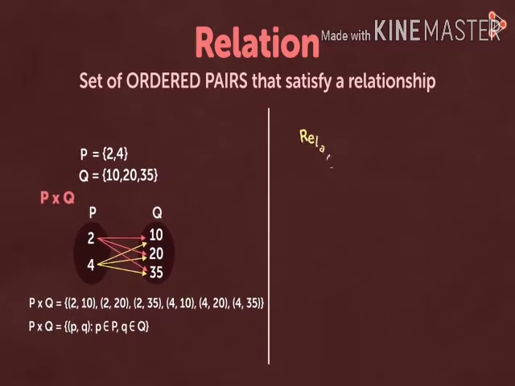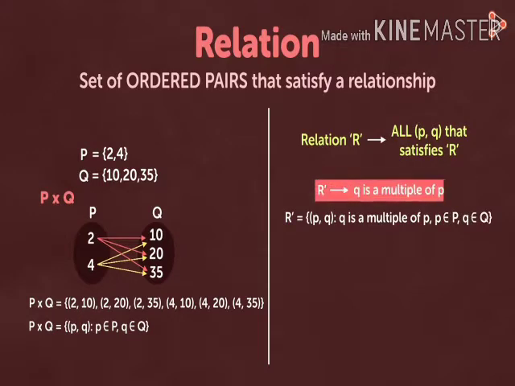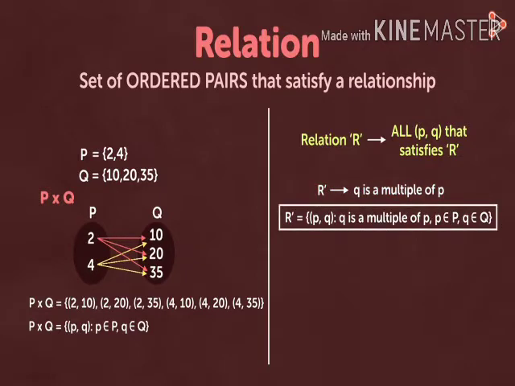Now let's introduce a relation R. Relation R gives us a set of all ordered pairs that satisfy a relation. It could be any relation. Now, suppose we introduce a relation R' such that q is a multiple of p. So we can say that relation R' gives us a set of all ordered pairs (p, q) where q is a multiple of p. Every ordered pair in the set R' satisfies the relation R'. This is the set builder method to represent R'. Please note that q has to be a multiple of p here.